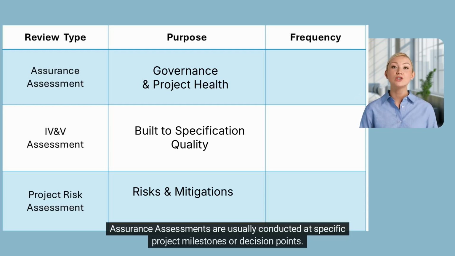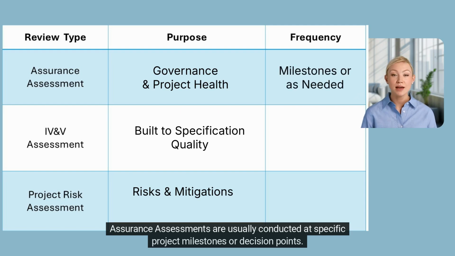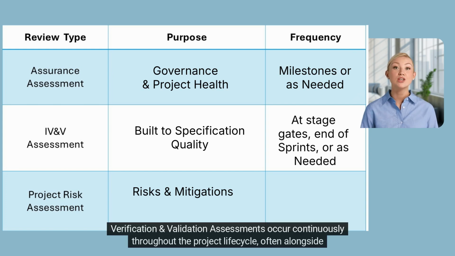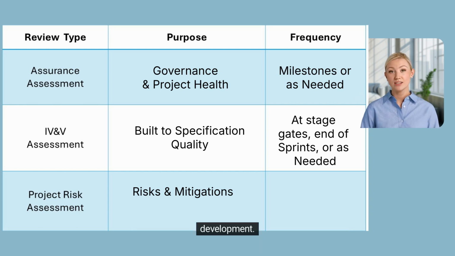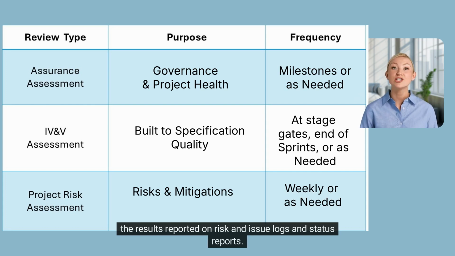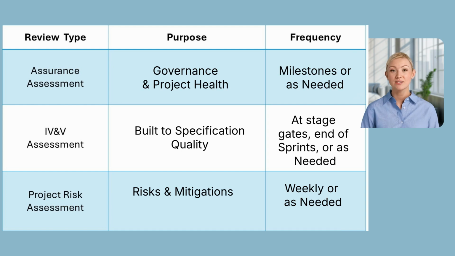Assurance assessments are usually conducted at specific project milestones or decision points. Verification and validation assessments occur continuously throughout the project lifecycle, often alongside development. And project risk assessments are usually performed early in the project and often performed weekly, with the results reported on risk and issue logs and status reports.